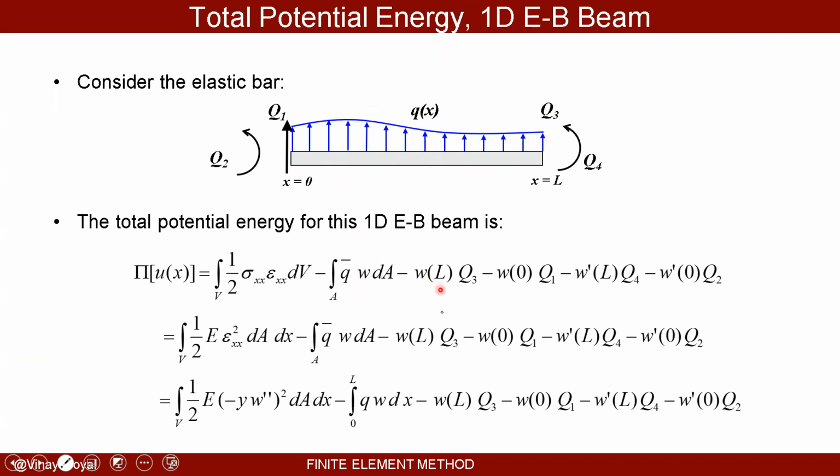Minus w at L times Q3. That makes sense. That's the deflection going upwards. The arrow is missing, but that's the deflection going upwards, and that's w also going upwards at that location. Minus w naught times Q1, which is the deflection here times Q1, the load applied there. That makes sense. Minus w prime at L, Q4, which is this moment here. So the slope is associated with the moment, minus the slope times Q2 at this location. That's the potential energy due to applied loads, all this stuff here.